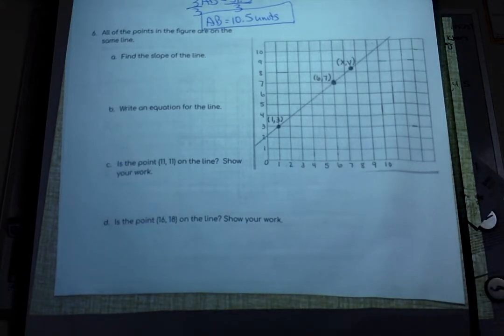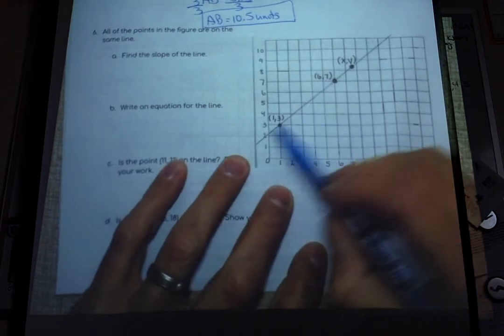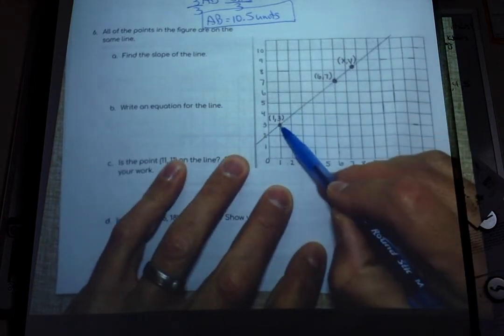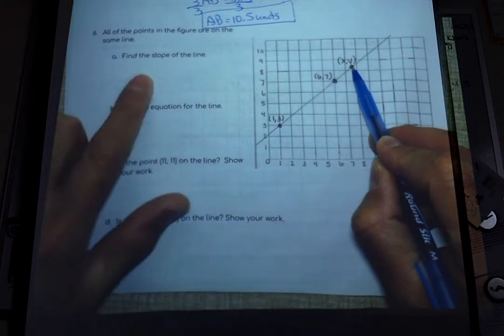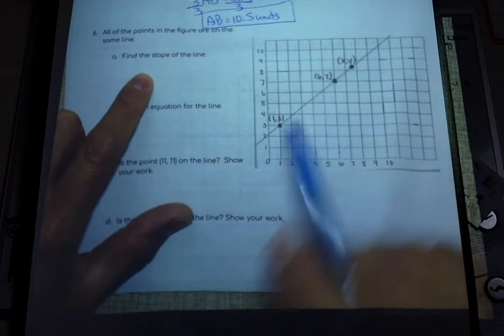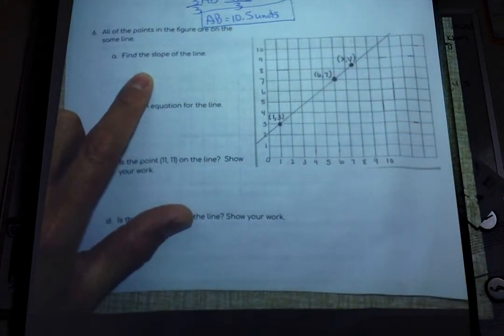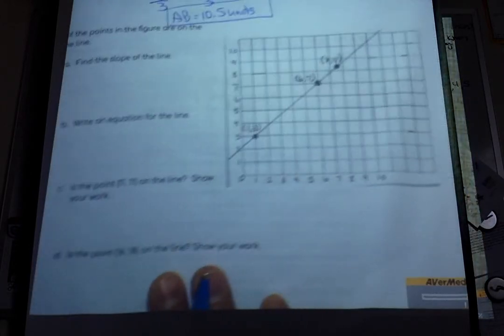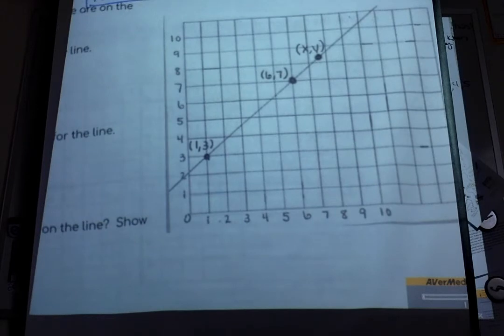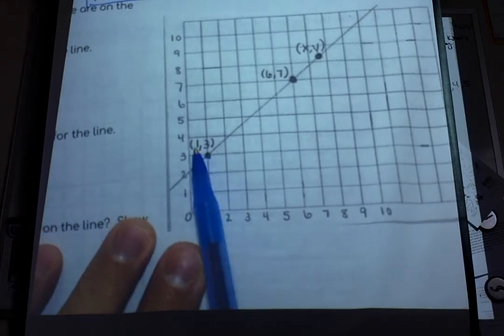So all the points in the figure are on the same line. You can see that we have a point here, here, and here. And it says find the slope of the line. So the very first thing that we should do is identify our points on the line that are given to us with numbers, as an ordered pair.